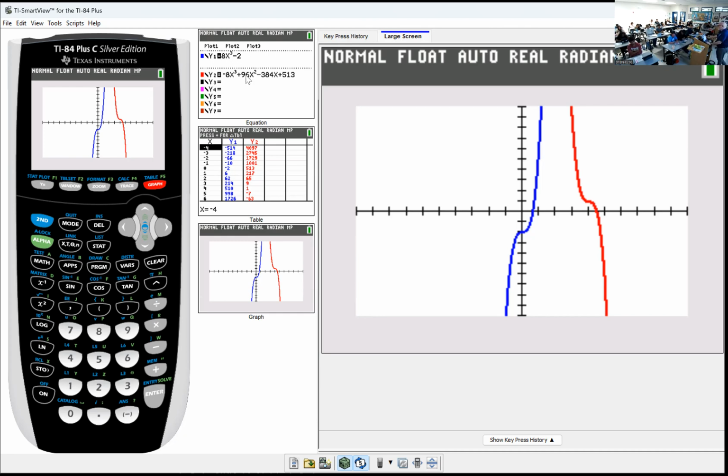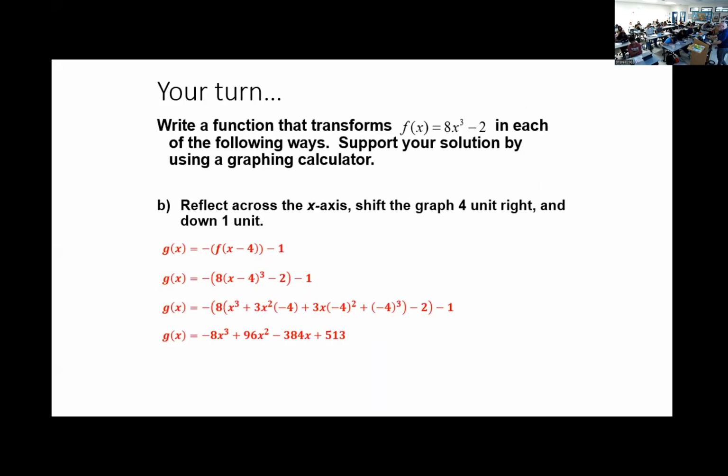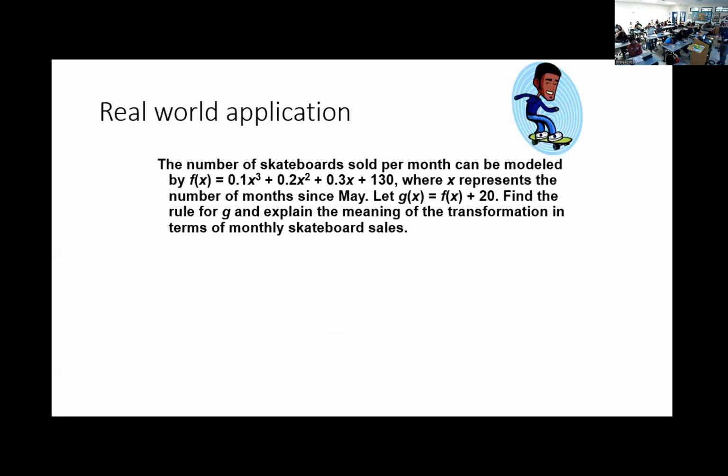I know word problems sometimes seem intimidating, but this is actually a lot easier than what we've been doing. And that is the number of skateboards sold per month can be modeled by this equation. Now, if x represents the number of months, so that's my input, my output is the number of skateboards, right? And I want to just add 20 to it. So this isn't so hard.